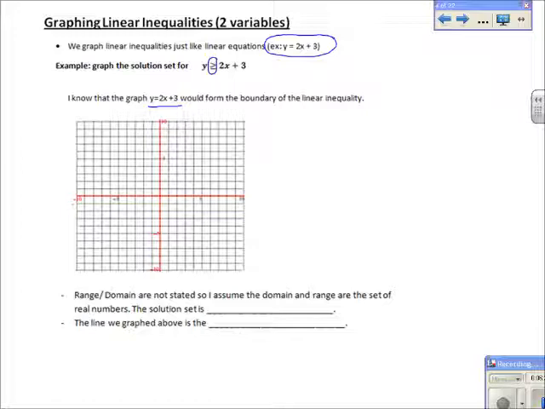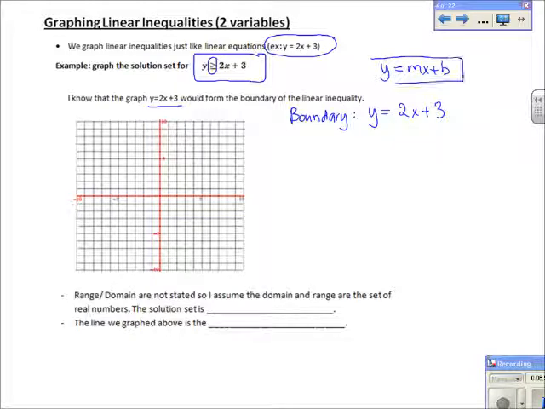Okay, so I start by looking at this and I say, I know that the boundary of this is going to be y is equal to 2x plus 3. That's going to form the boundary. So let's go ahead and graph that. It is in y equals mx plus b form, so I don't have to do any rearranging to this equation. That tells me that 3 is my b value, my y-intercept. Okay, b is equal to 3.